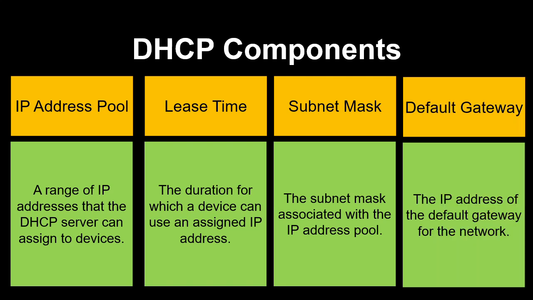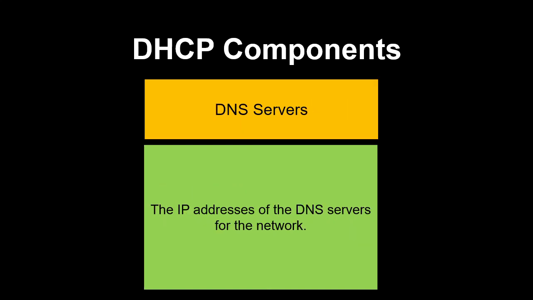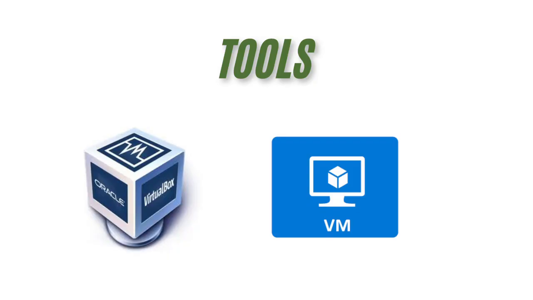And then we have the default gateway. Of course, the default gateway is the IP address of the default gateway for that very network. And then the last one, we have the DNS servers, which are the IP addresses of the DNS servers of the very network. So these four are the major components of the DHCP configuration. So I'm going to show you how to set this up now on VirtualBox for virtual machines.